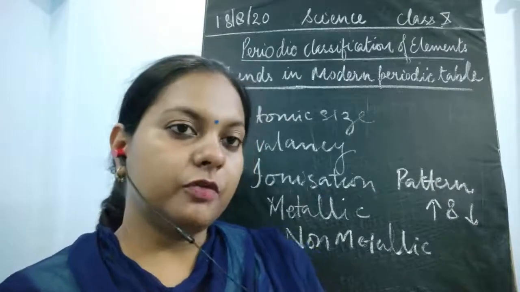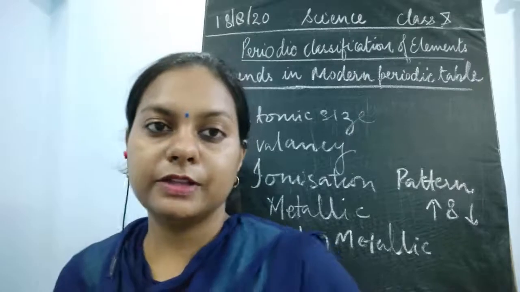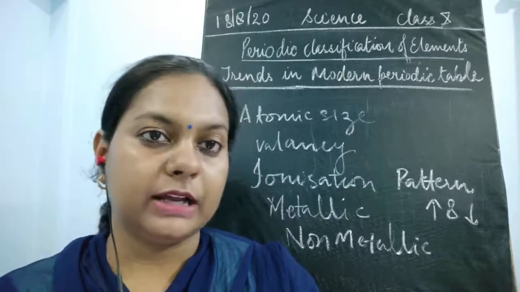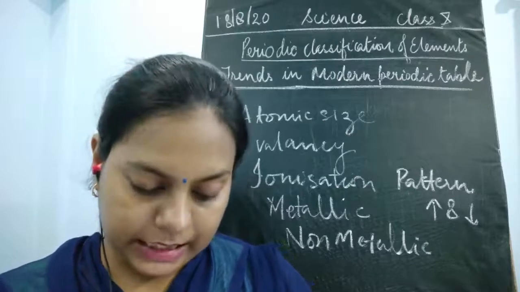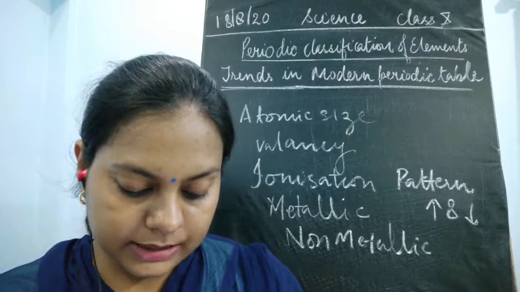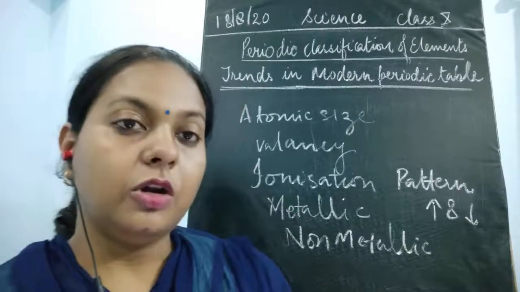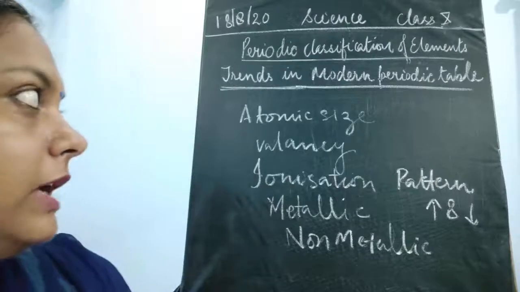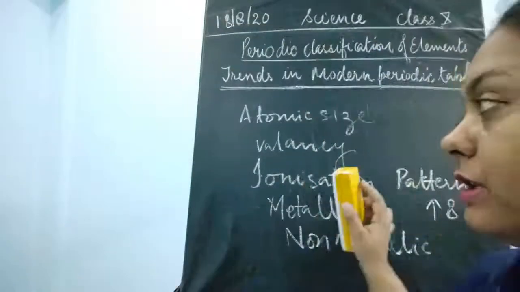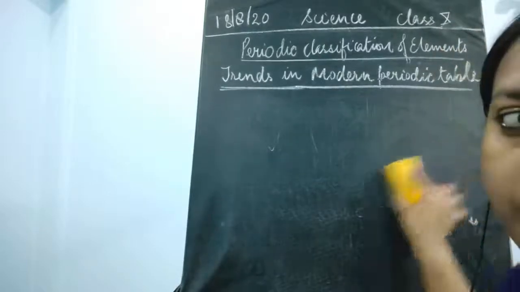Now we move on to the very first feature, regarding the increase or decrease, which is the atomic size. Why are we discussing these trends? Because we have studied the main features of the long form of the periodic table. And what is this long form of the periodic table? I think you have all understood now. This modern periodic table is also known as the long form of the periodic table.